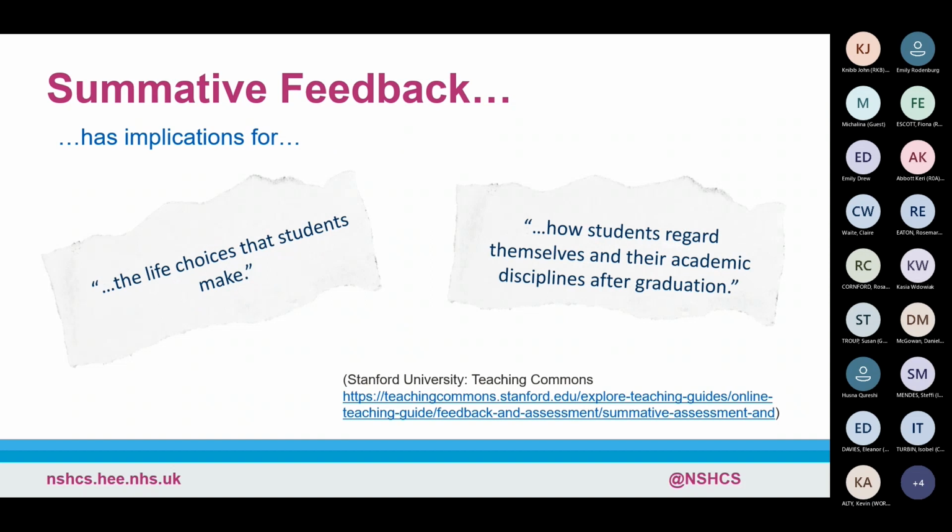And this feedback can also have implications for the life choices that the students make. So it can motivate them, inspire them. And that's what we want to instil in them and demonstrate good practice in relation to lifelong learning, and encourage them to have faith in themselves to develop as a reflective practitioner too, so they can take that feedback away and use it to shape what they do next.